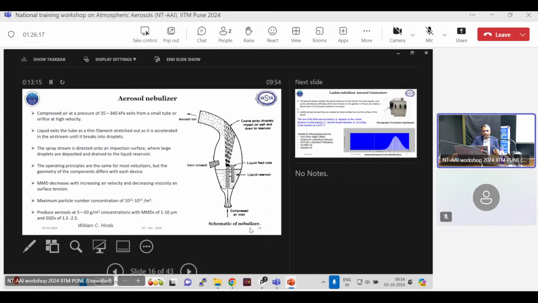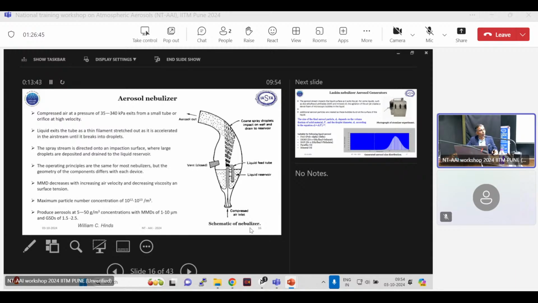If you see, compressed air at a pressure of 35 to 340 kilopascal, in this range, we apply in the nozzle, so that the air stream can break into fine droplets and large droplets. We have some curvature so that large droplets do not go to the calibration chamber, where we want to study. So they will fall back. Only small droplets, small particles, will be released from the nozzle.